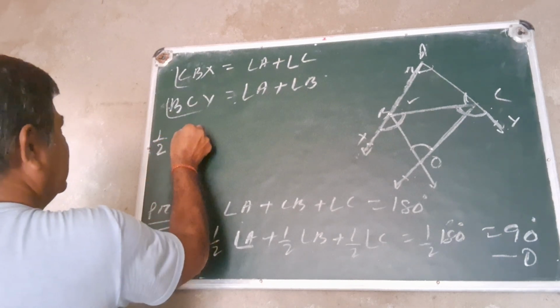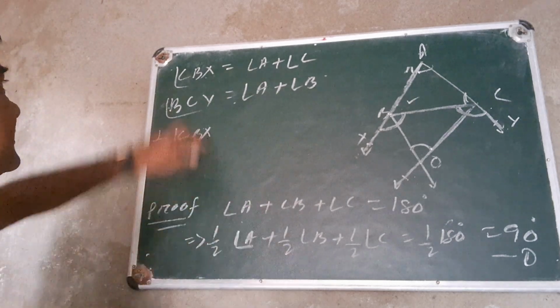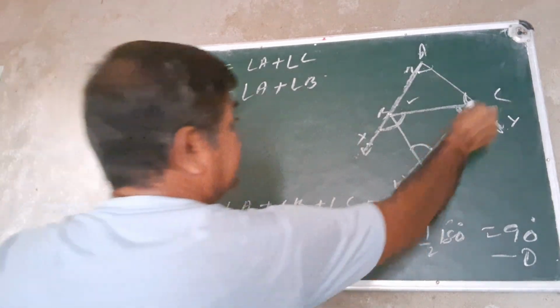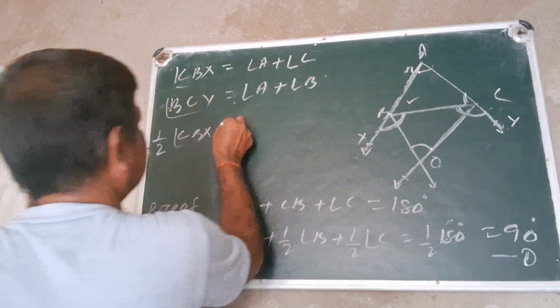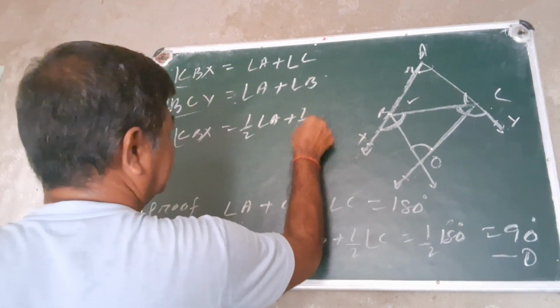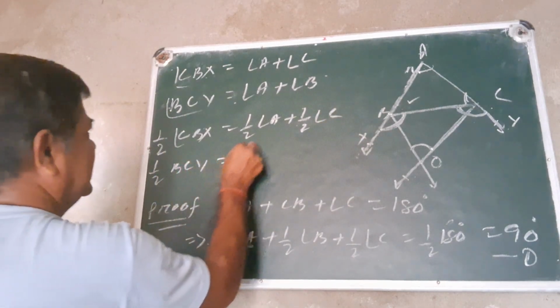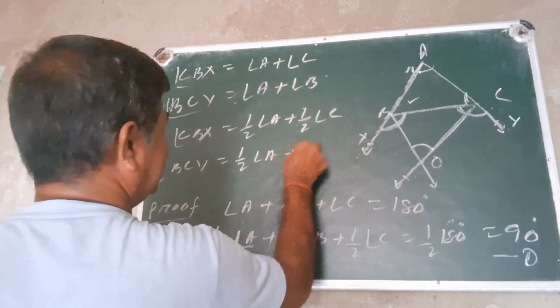Half of CBX: half of angle CBX equal to half A plus half C. Similarly, half of BCY equal to half A plus half B.